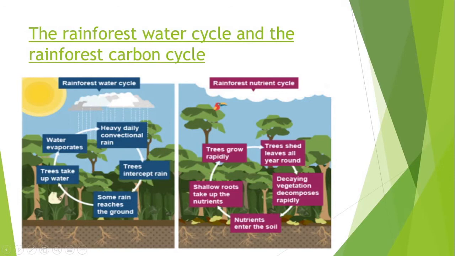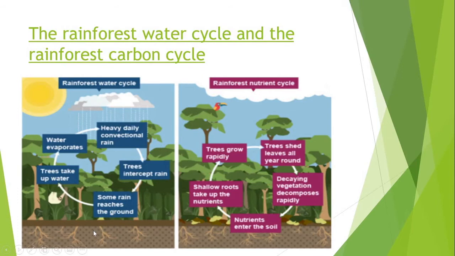Interception, I always refer to rugby. If you're passing to your mate and the other team runs and catches a ball in between, it's an intercept. It stops it. So you imagine the rain's coming down and the trees are quite wide and they're stopping the rain reaching the ground. Some of the rain does reach the ground.